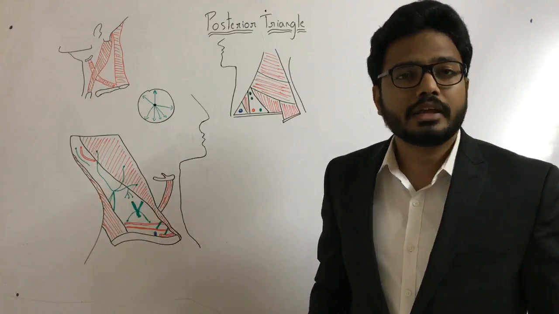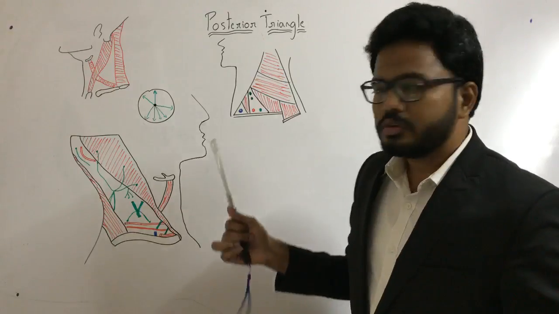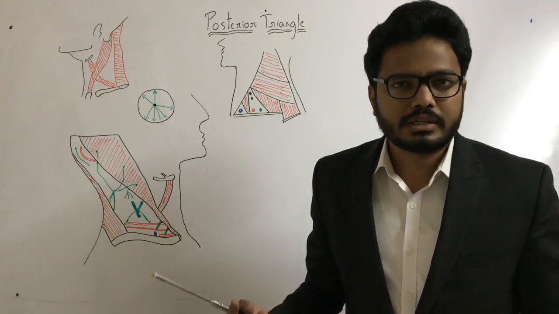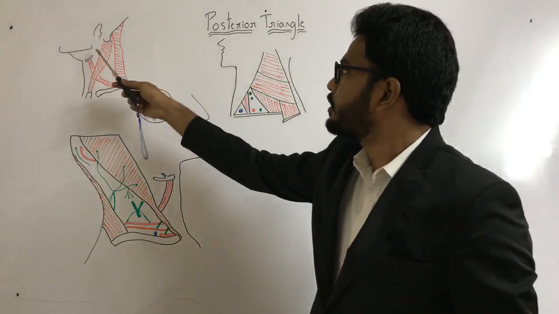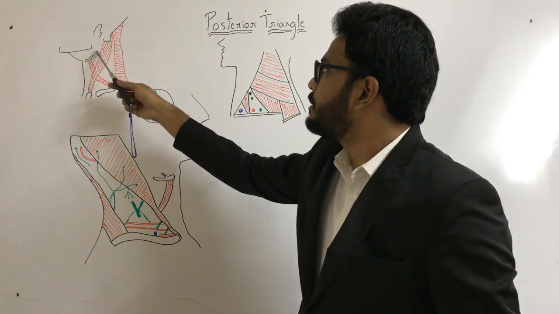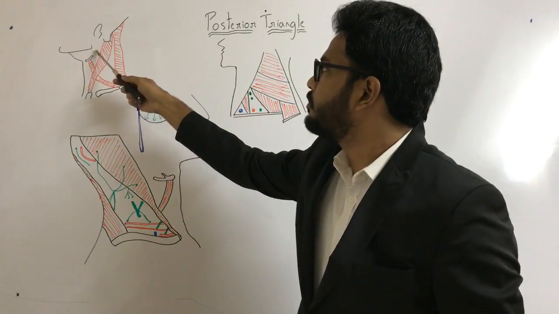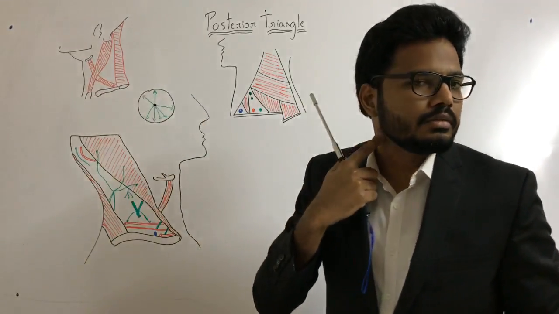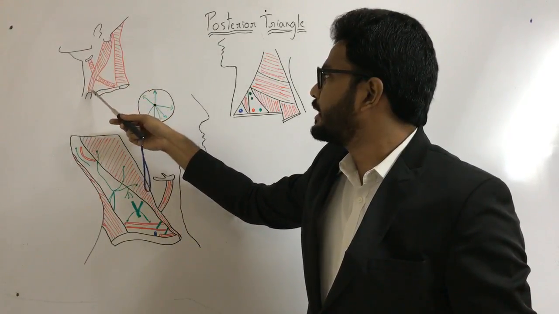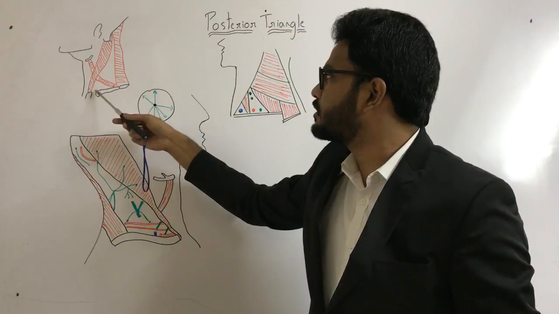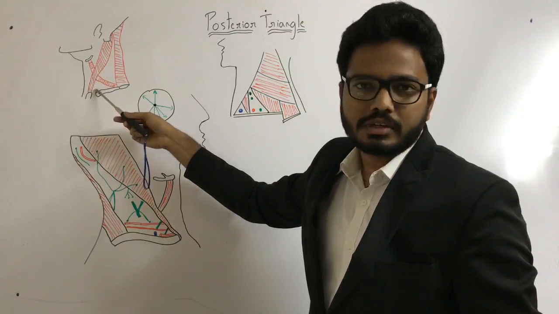And the surface marking of the external jugular vein is very important. We need to mark 2 points in order to trace this external jugular vein. One point is slightly below and behind the angle of the mandible, that is somewhere here. So you mark one point here, okay, and the second point is marked behind the attachment of the sternocleidomastoid muscle on the clavicle, lateral to the attachment of sternocleidomastoid.